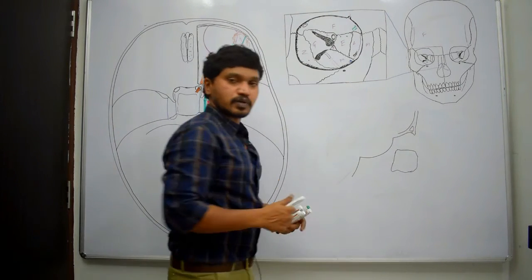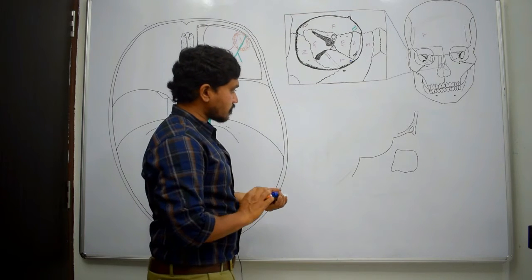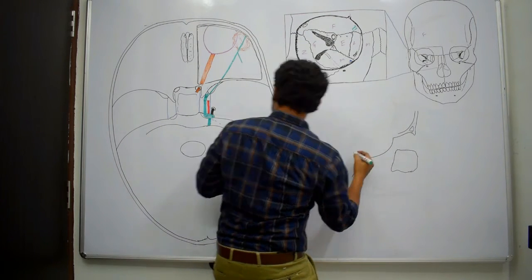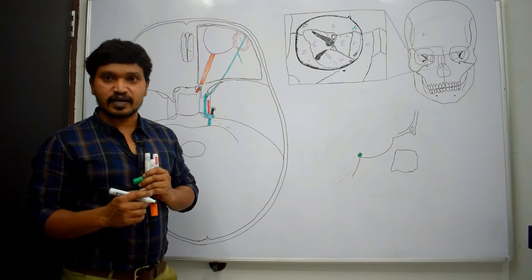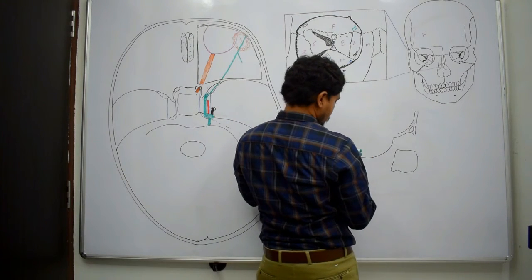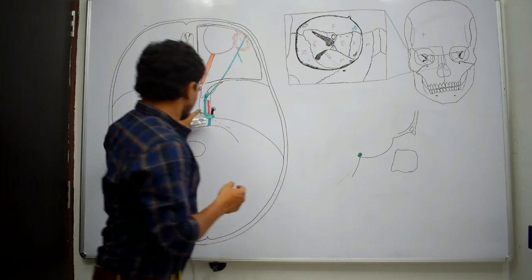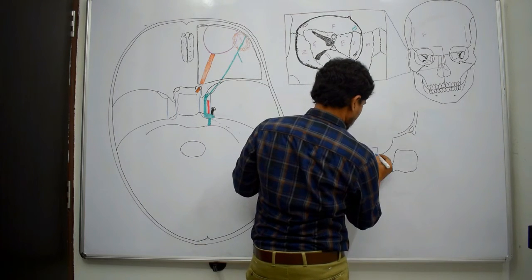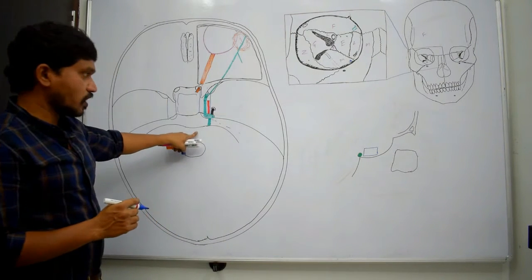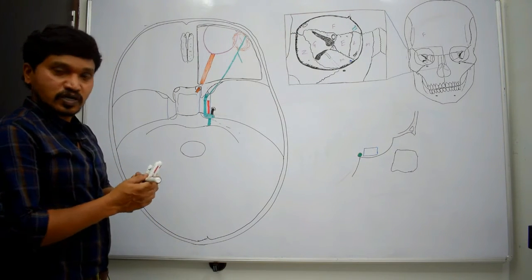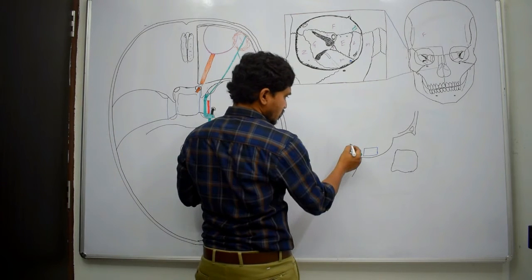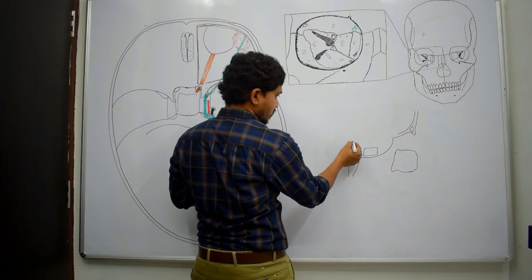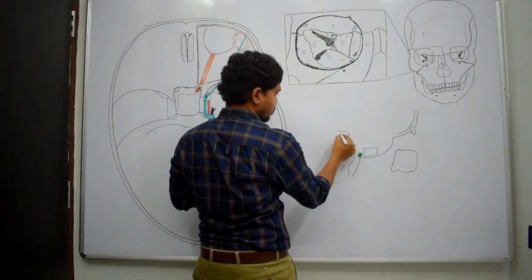This is the apex of the petrous part of the temporal bone. Over the apex of the petrous part of the temporal bone, you can see this ganglion. What is this ganglion? Trigeminal ganglion. And what is this sinus? Cavernous sinus. And what is this part? Pons. It is connected to the pons, so we have to draw the pons here. So this is the pons, this is the medulla oblongata, and this is the midbrain.